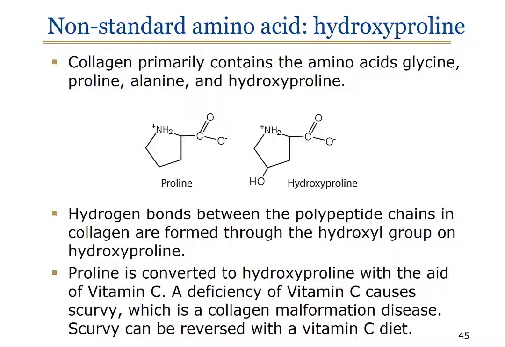This conversion is done with the help of vitamin C. And if you don't consume vitamin C for a long period of time, like sailors did when they crossed the ocean and didn't know about vitamin C, you get a disease called scurvy. And you can reverse that by giving a vitamin C-rich diet. The way the sailors solved it is to have lots of citrus fruits on board when they went for the long trips.